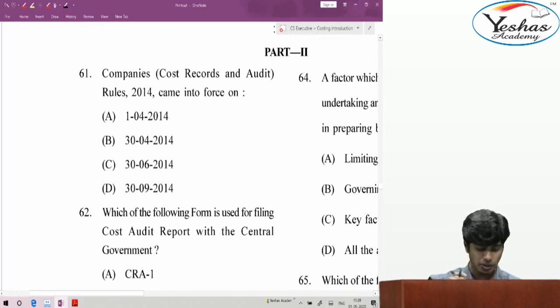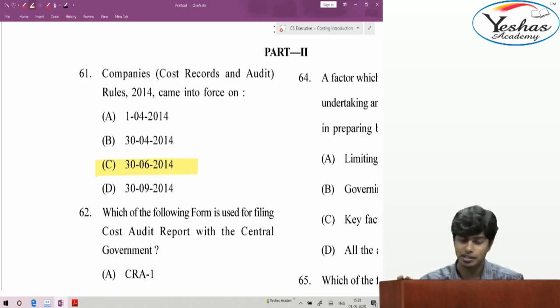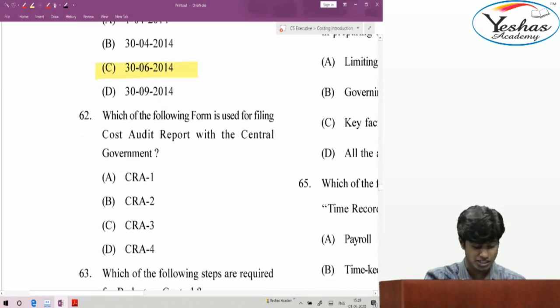61 talks about basically cost audit rules. This was made applicable from 30th of June 2014, or it came into force on 30th of June 14. We discussed Rule 14 regarding this when we discussed cost audit, chapter 2 in the cost accounting part. Yeah, so that's with respect to this one. Question number 61, the answer is C. Let us now go to 62nd.